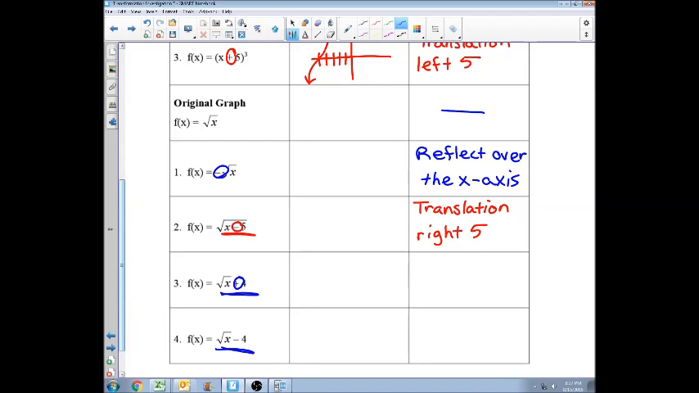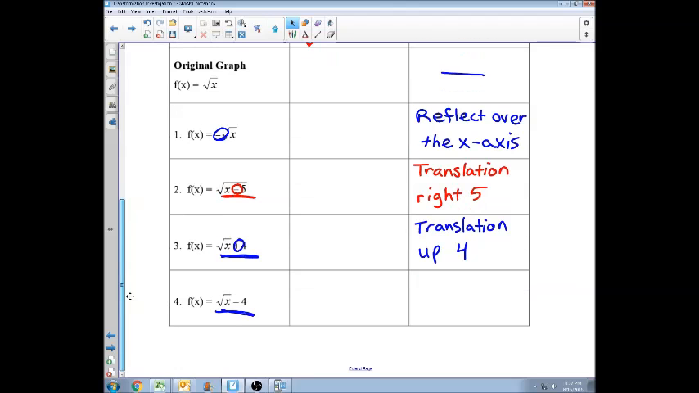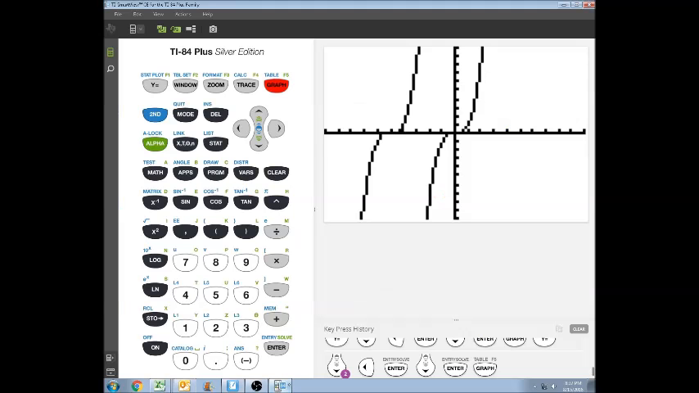The third one, that is outside the parentheses, and if you remember from what we've talked about before, if it's outside the parentheses, we're going to follow the sign. The sign here is positive, so it is a translation up 4. And the final equation, again, is outside the parentheses, in this case outside the square root. If it's outside, we will follow the sign, so it would be a translation down 4.